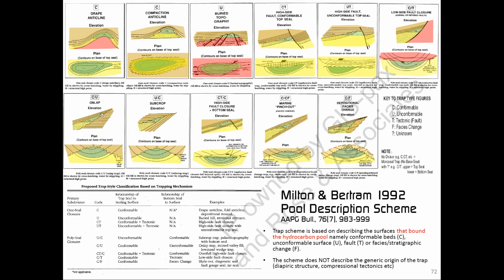And then if I have a divider, then I've got a base seal involved. So a low side closure, a buttress closure, where I don't have any rollover, is a C on T, because the fault's underneath. An onlap is a C on U, a subcrop is a U on C. So it's a very simple scheme, and you'll notice here we're not talking about how the structure formed. These are not compressional, extensional. This is just the geometries involved in describing what the surfaces are on the target.